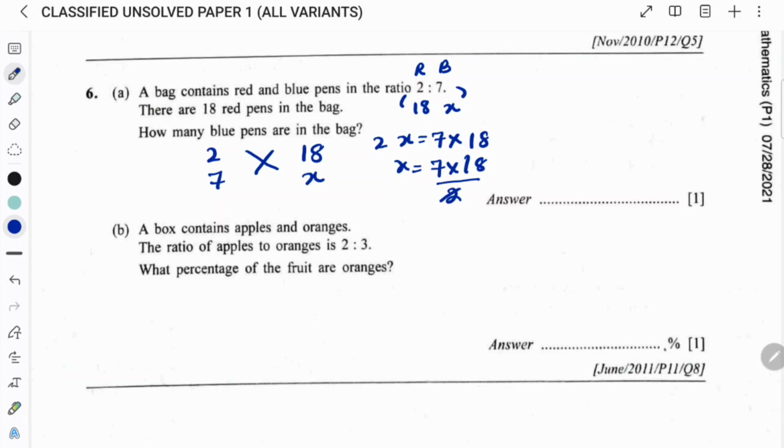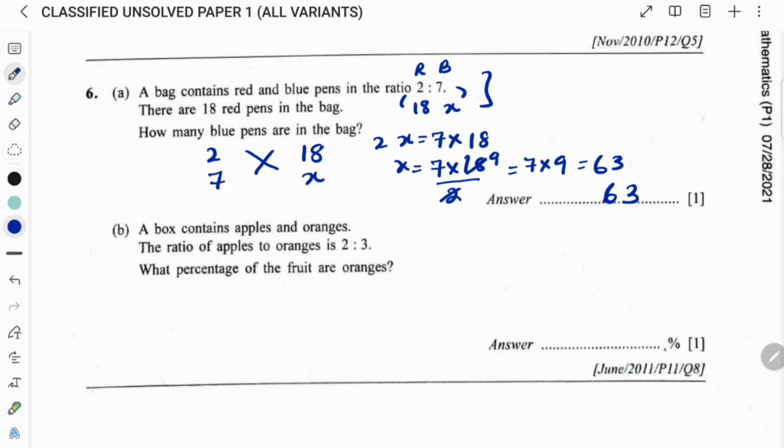It's easier for you to cancel. First of all, write down and then cancel. It's easier. So 7 times 9 is 63, which we have already found there. So 63 is the number of blue pens in the bag.